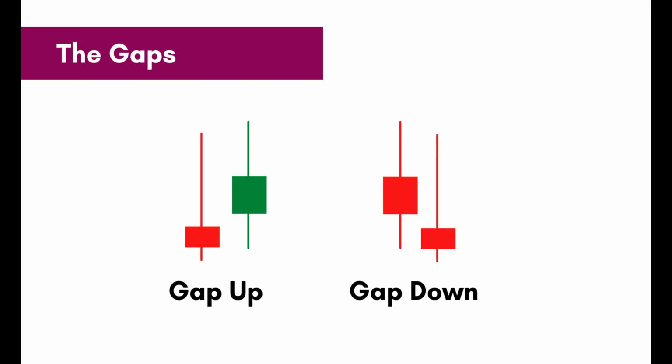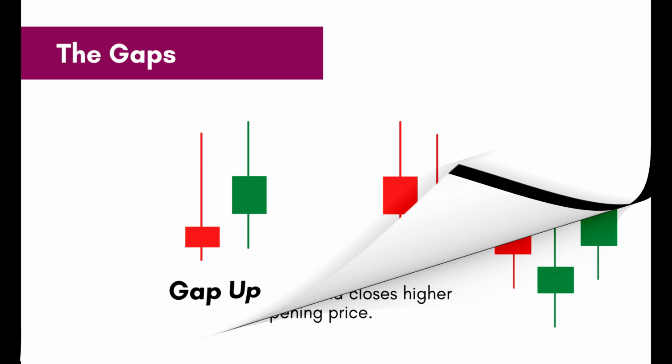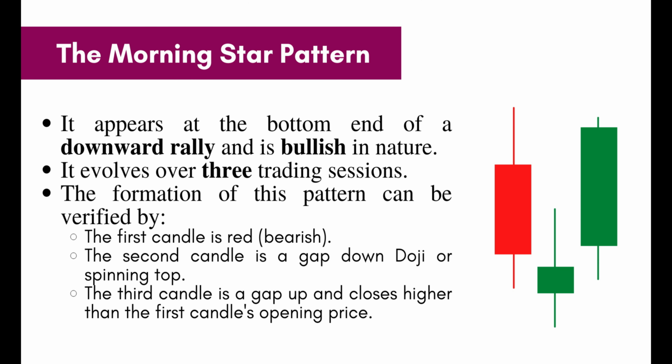The gap down indicates the bearish sentiments, which means that the open price on second day is way too low than the opening and closing price of day 1. Now it's time for the most important part of the video. We'll move to discuss the morning star and the evening star pattern. Let us start by discussing the morning star pattern.